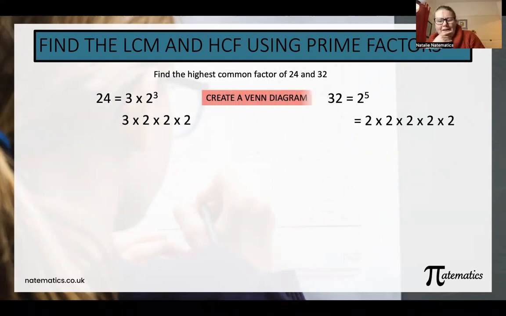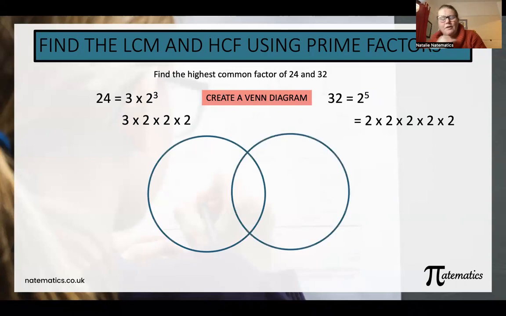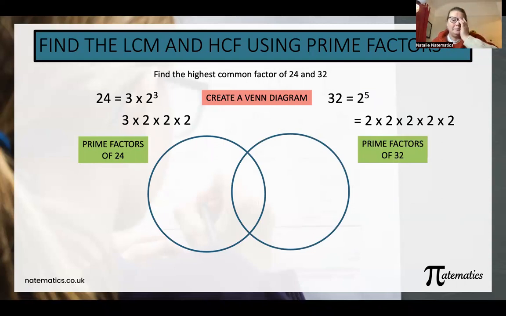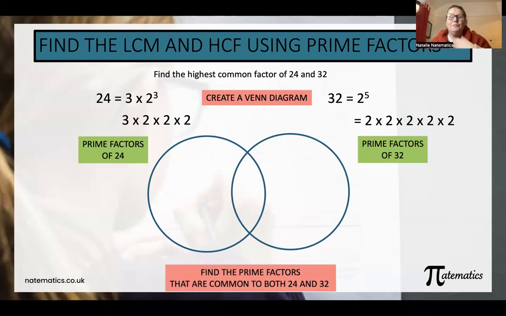So just a quick reminder then, create a Venn diagram. So we've got 2 sets going on here. We've got the prime factors of 24. The other one is the prime factors of 32. Just a reminder, what does this mean in the middle? So if we've got 24 one side, 32 the other, the middle must be prime factors that are common for 24 and 32.